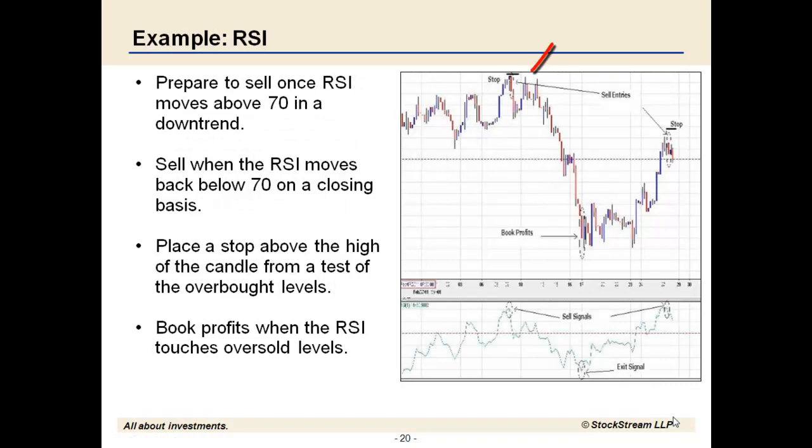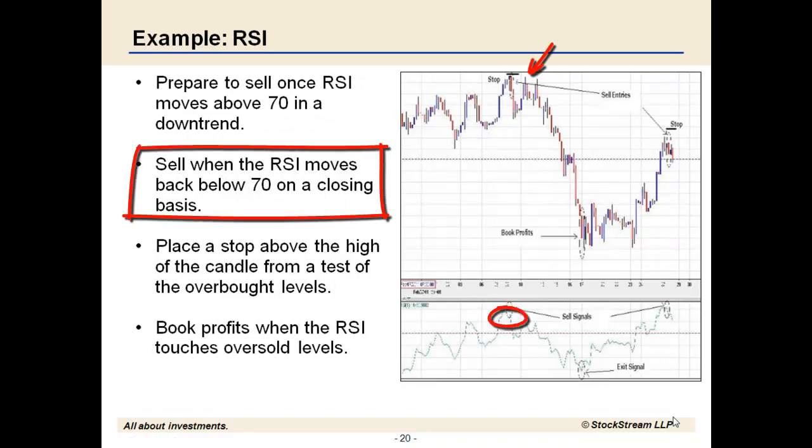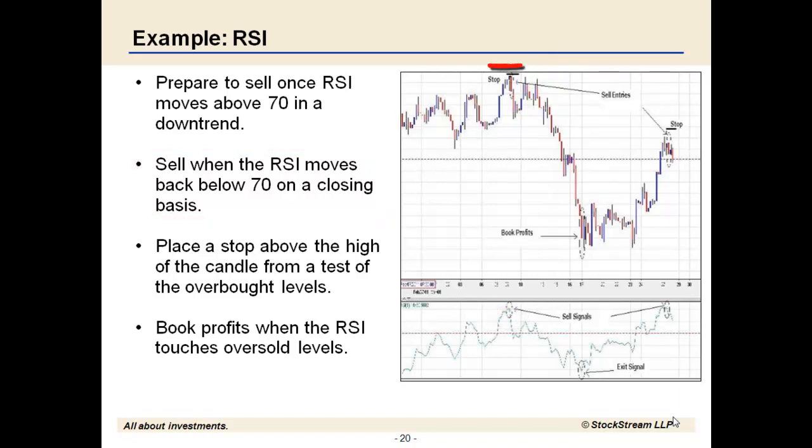We initiate a short trade when the RSI closes below 70 after being in the overbought region for some time. The stops for the trades can be placed above the high formed before the reversal, and the position can be held until we touch the oversold region or some other indicator gives a reversal signal.